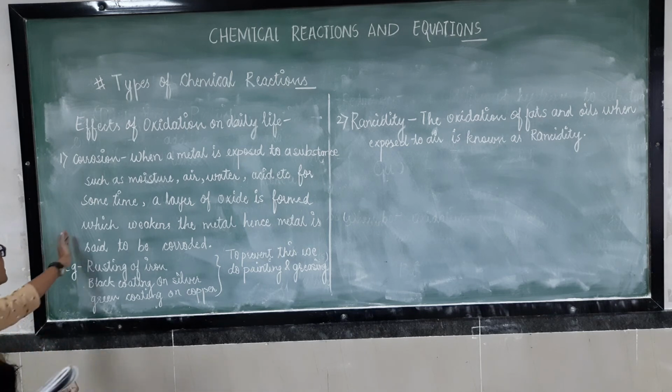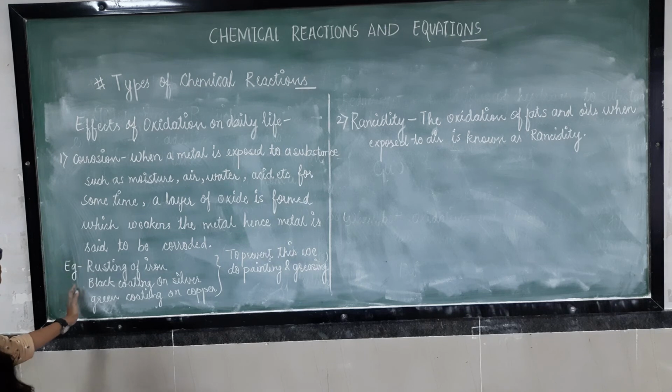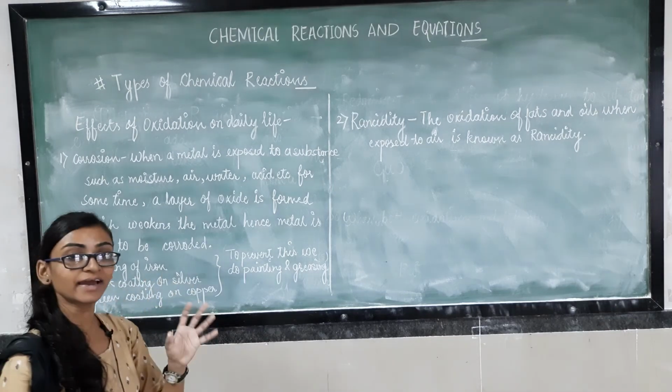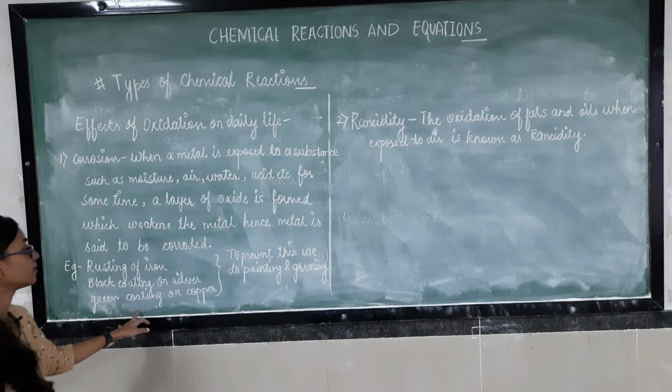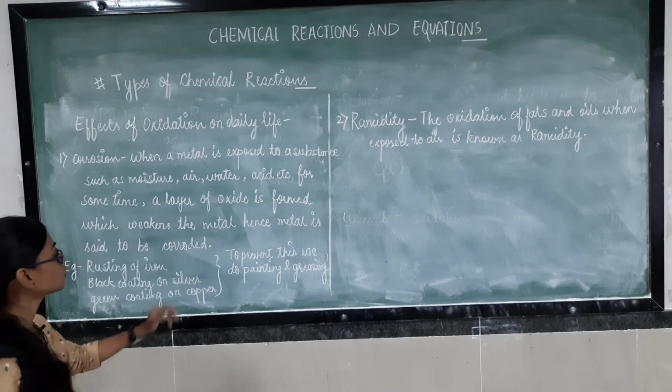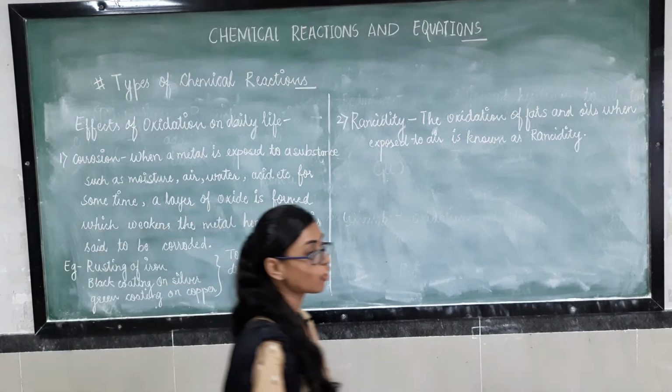What are the examples of corrosion? Examples of corrosion are rusting of iron, black coating on silver, then green coating on copper. You have seen that copper utensils get covered with a green coating when they are exposed to air or when they react with water. So these are the examples of oxidation.